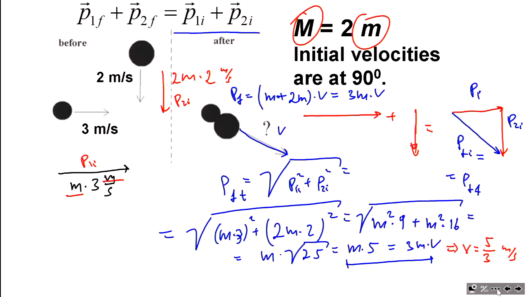This is an example of a two-dimensional collision. And of course, if we need to calculate the direction of the motion of these two objects after the collision, all we have to use is the right triangle, calculate this angle theta. From this triangle, tangent of theta will be equal to the ratio of initial momentum of the second puck over initial momentum of the first puck.